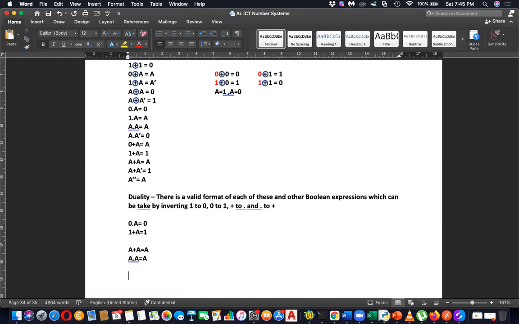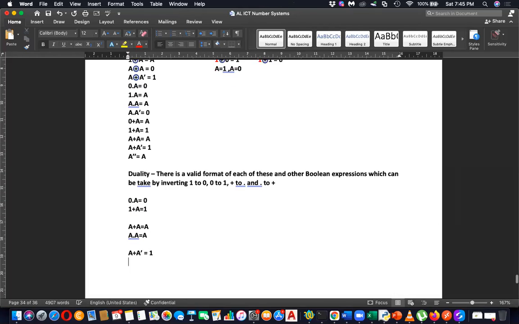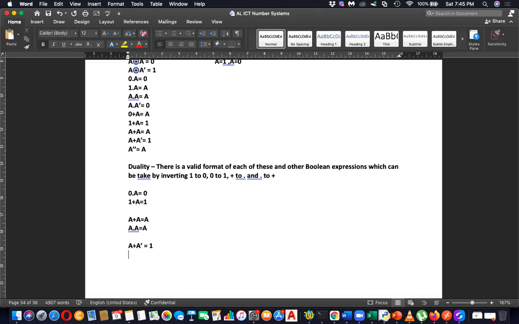I'll give another one. Quickly do this. A or A not is 1. What is the other format? What is the second format? Satira? Hello? Satira, ඇහෙනවා නේද?